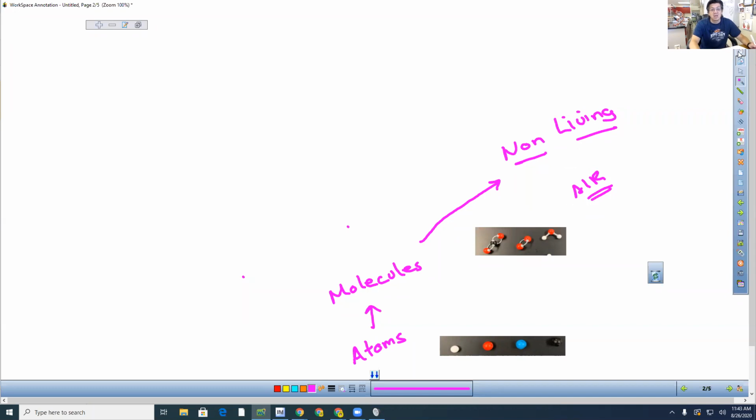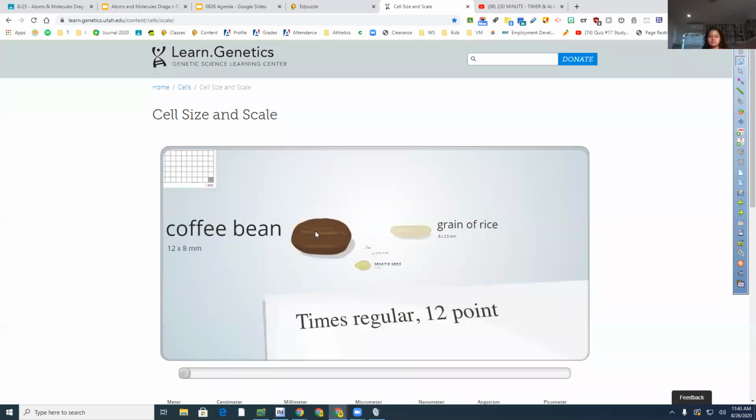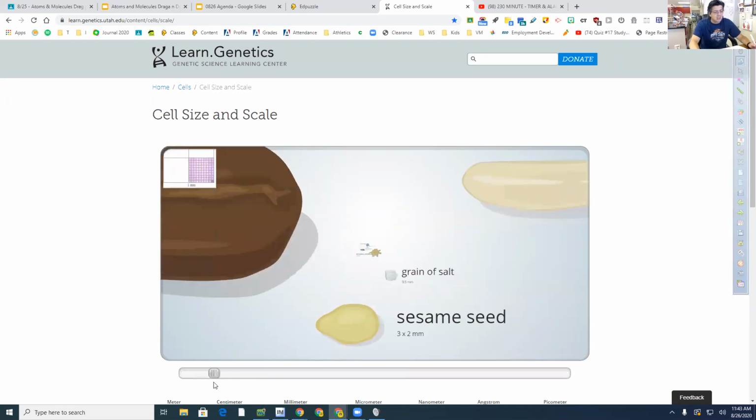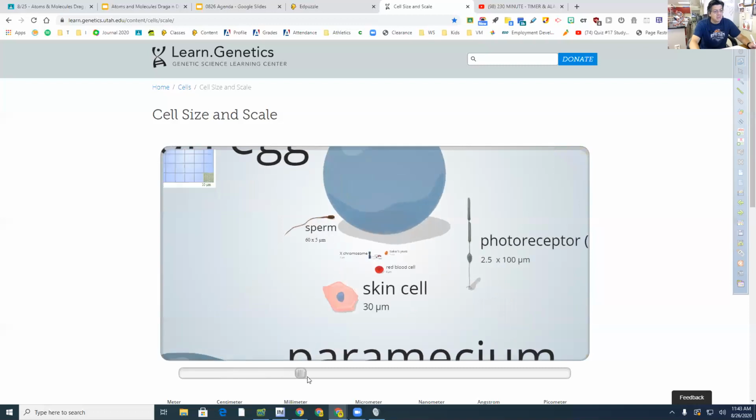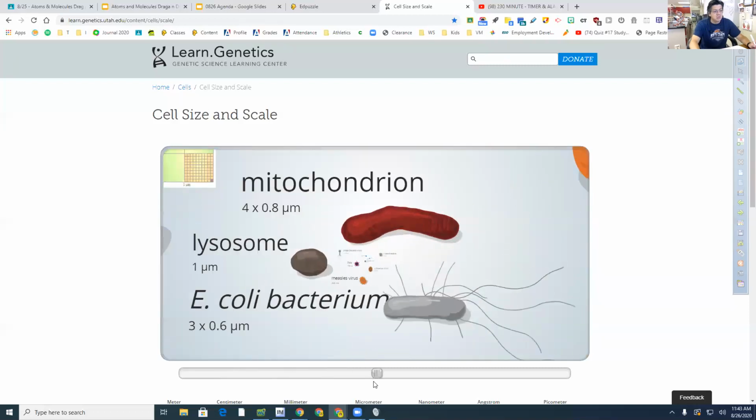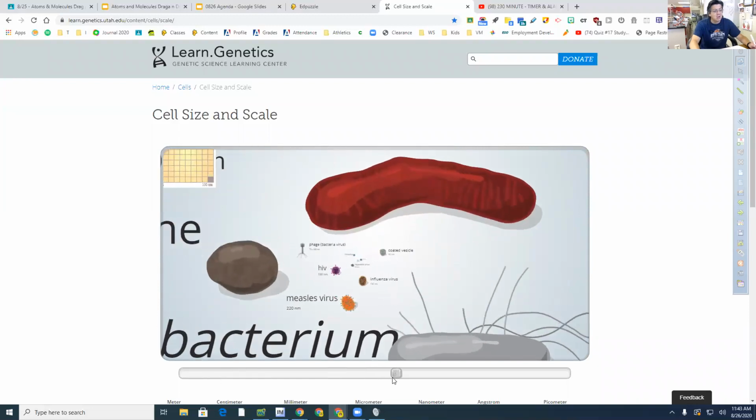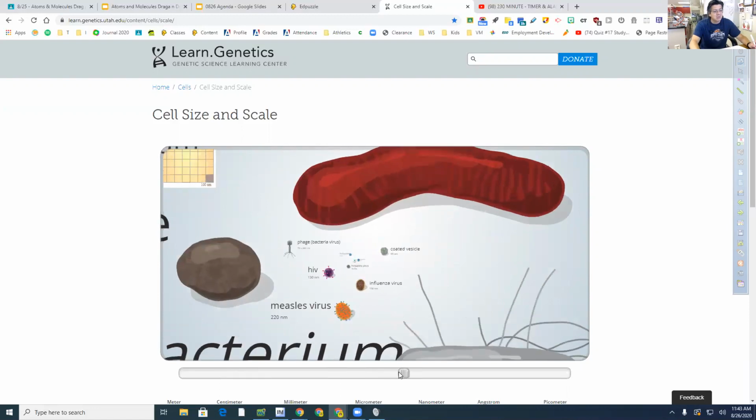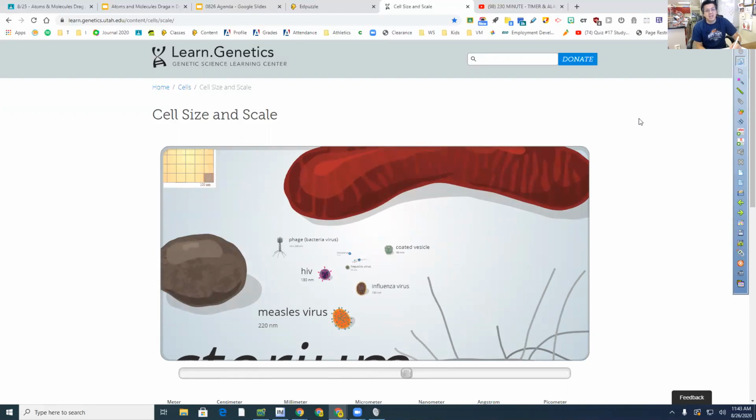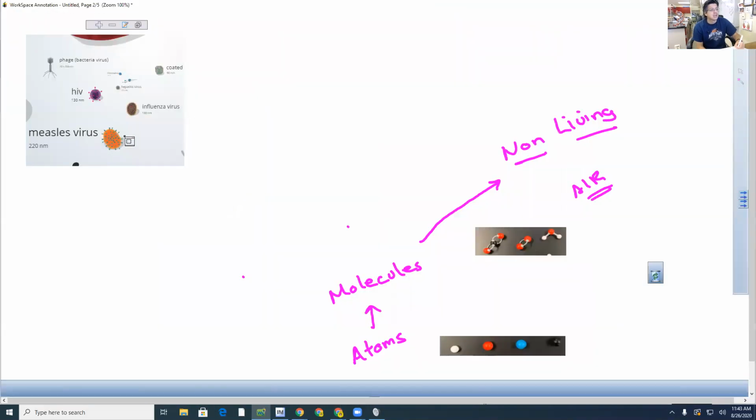Now, there's another non-living thing that you've heard about over and over. Here's our cell size and scale that we looked at last time. If we zoom in, here we have the cells, and we keep zooming in. Here's the smallest cells that exist, bacteria. But if we keep zooming in, now we get to these guys right here. What are these guys, Isaiah? Like viruses? Exactly, viruses.